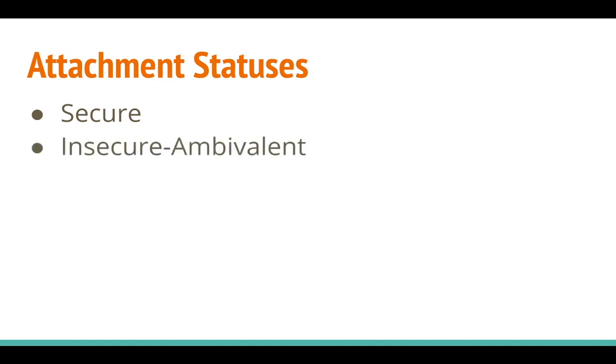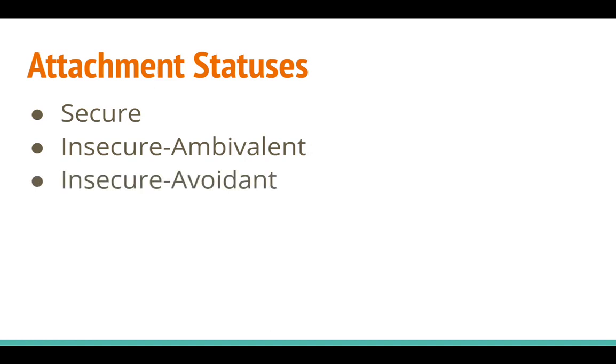The second style is insecure ambivalent. So ambivalent is like a love-hate relationship. So in a strange situation, the baby cried when mom left, sought contact when she returned, but would also arch their back to push away from mom and avoid contact. So it's like they wanted to be comforted, but they didn't want to be comforted. At home, these mothers were insensitive or inconsistent. This is also sometimes called an insecure resistant attachment, and it happens in about 10% of infants. They show ambivalence toward the mother.